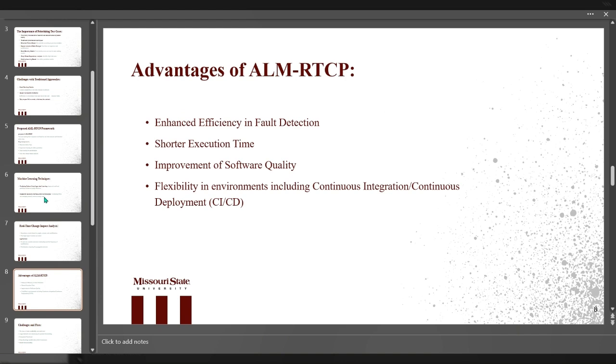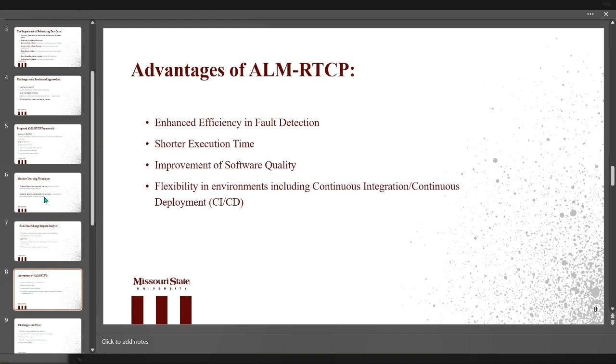Shorter execution time. With the prioritized test case execution plan, the overall time spent on testing substantially decreases. As projects increasingly adopt CI/CD practices, there is a growing need for rapid testing cycles where speed and accuracy are paramount.